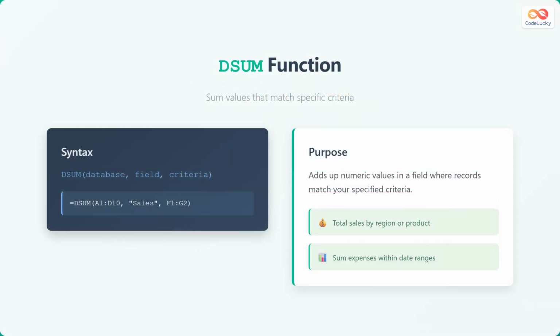The DSUM function adds up numeric values in a field where records match your specified criteria. The syntax for DSUM is DSUM(database, field, criteria). For example, =DSUM(A1:D10, "Sales", F1:G2). Some common use cases for the DSUM function include calculating total sales by region or product, and summing expenses within specific date ranges.